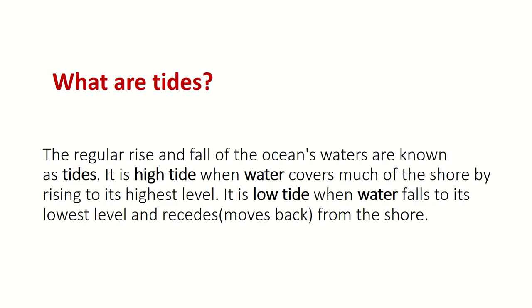The regular rise and fall of the ocean's water is known as tides. So it is regular, means every day, a regular rise and fall. Means sometimes it rises to a high level, and sometimes it falls down, and it happens in the ocean. This is known as tides. So it is high tide when water covers much of the shore by rising to its highest level. We have seen the high tide in image A.